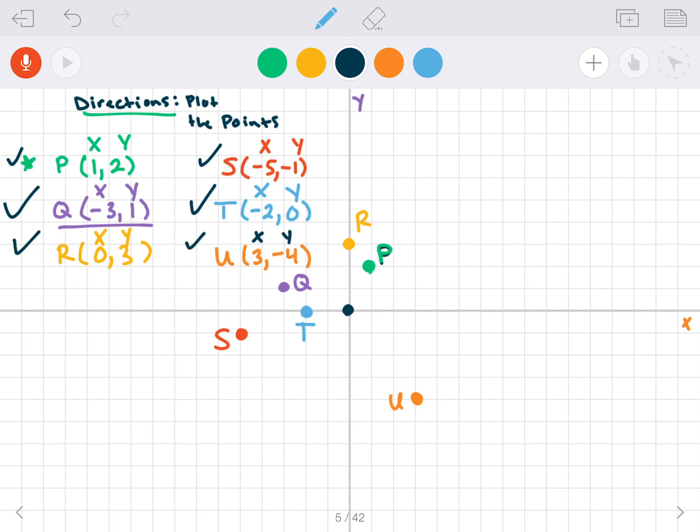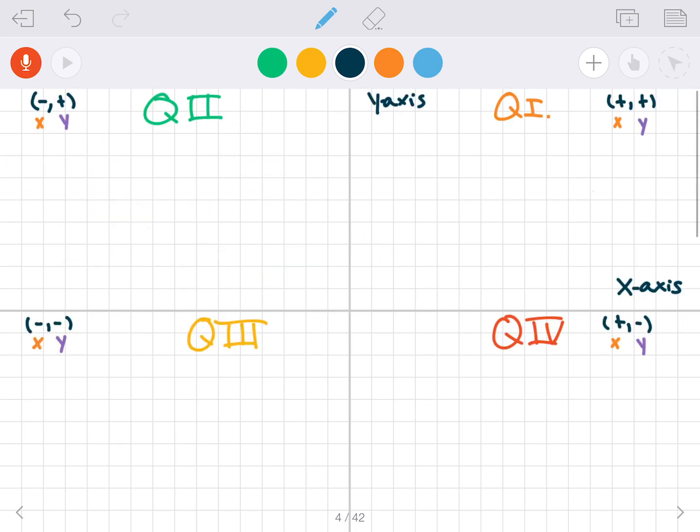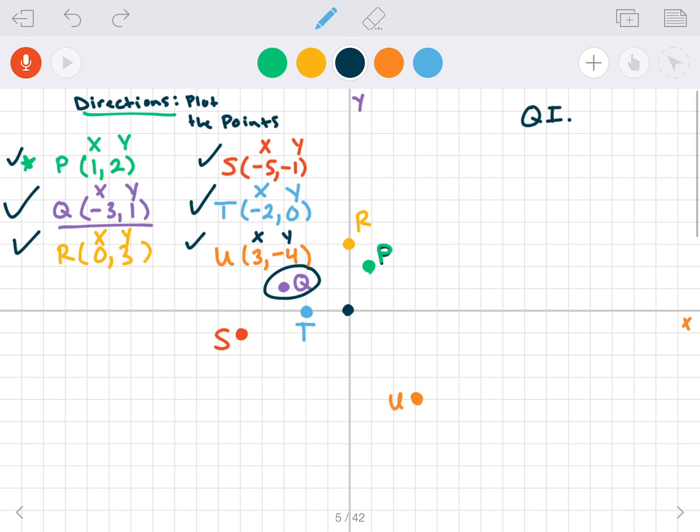And notice what quadrant each one of these falls in. So P is in quadrant 1. That's why both X and Y are positive. These on the axis don't really correspond to a quadrant. But Q is in quadrant 2, and so X is negative, Y is positive, just like we have right up here. And S is in quadrant 3, both X and Y are negative. U is in quadrant 4, X is positive, Y is negative. So that's how you plot points on the plane.